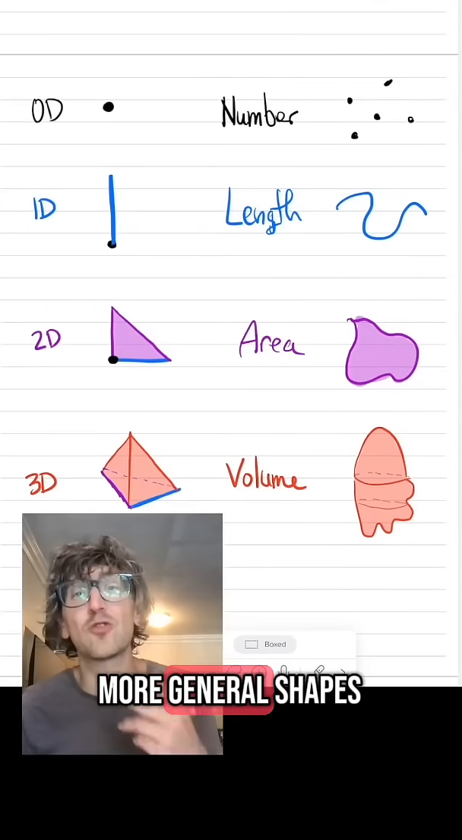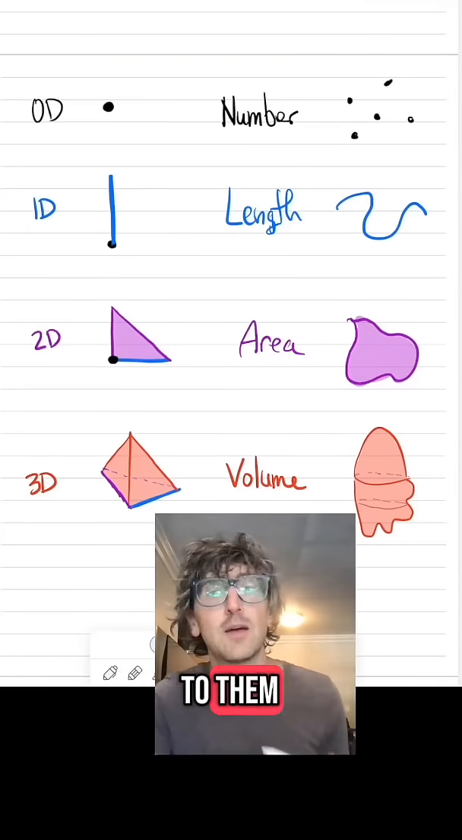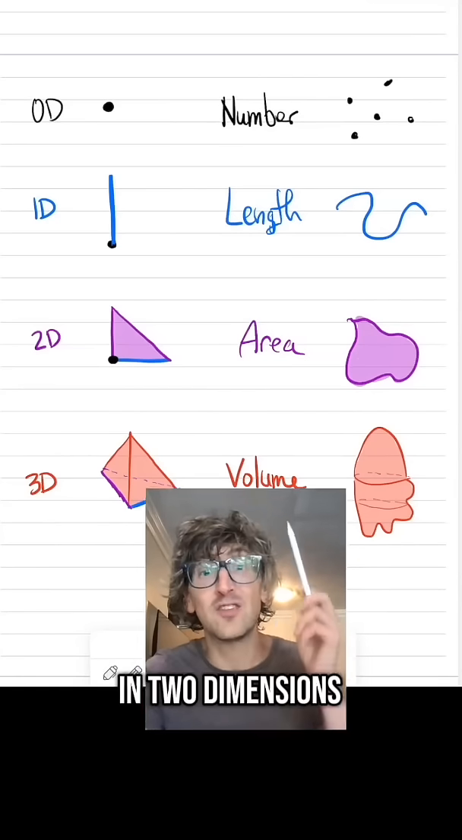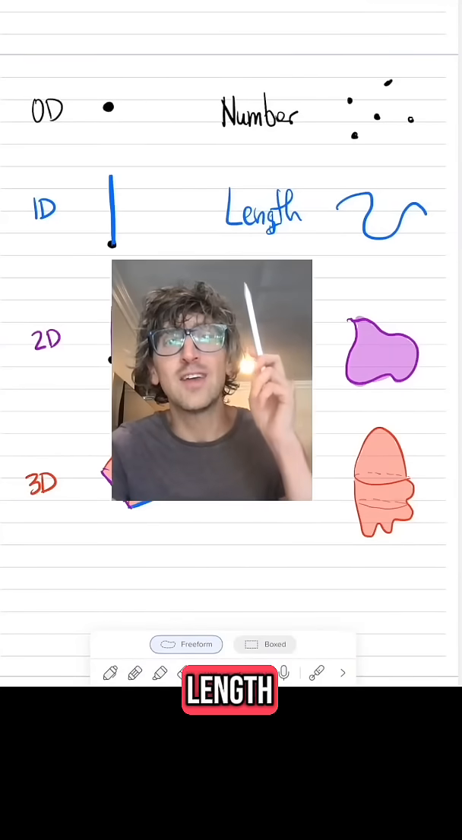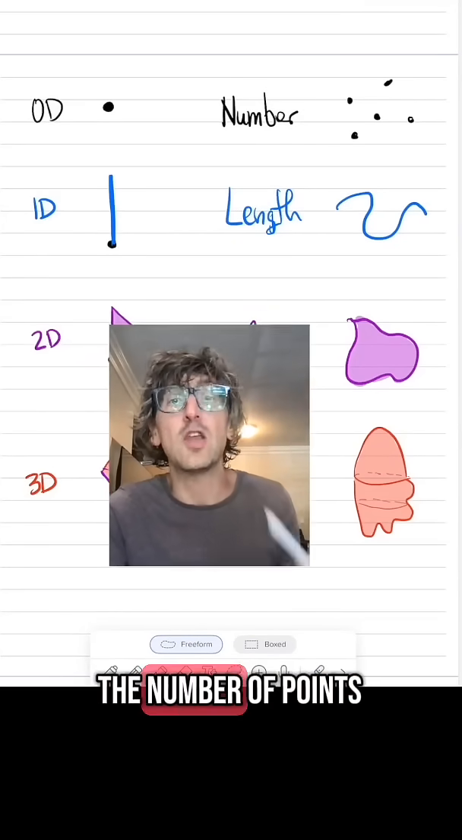I've got some more general shapes drawn over here on the right, and also the types of numbers we can assign to them. In 3 dimensions, we talk about volume. In 2 dimensions, area. In 1 dimension, length. And in 0 dimensions, because we just have points, we can only talk about maybe the number of points.